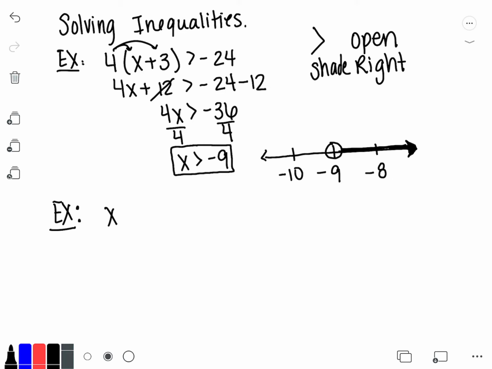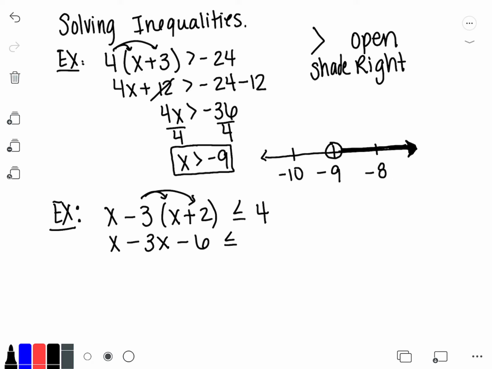We have x minus 3 times x plus 2. Let's do less than or equal to 4. We would distribute the negative 3, so keep the first x. This becomes negative 3x minus 6. Bring down the inequality, don't change it. Now I'm ready to combine like terms, so that's negative 2x minus 6 less than or equal to 4.